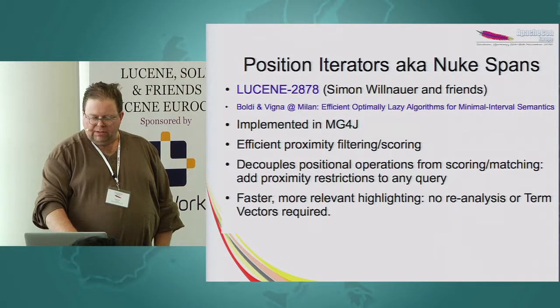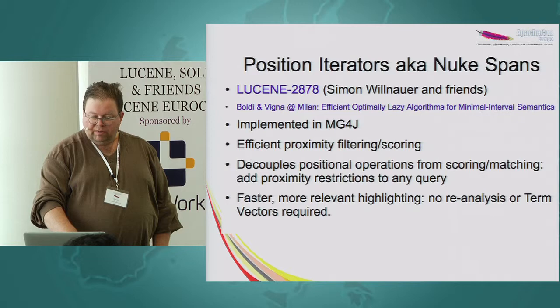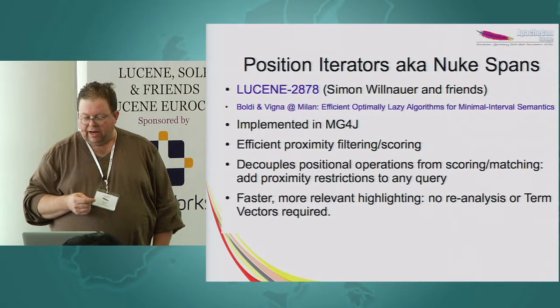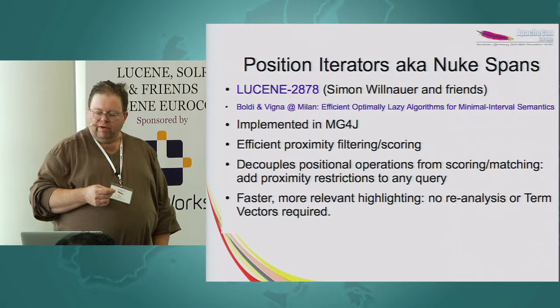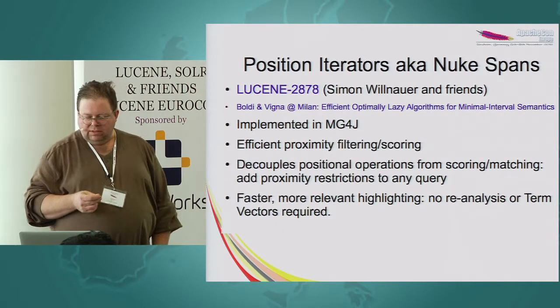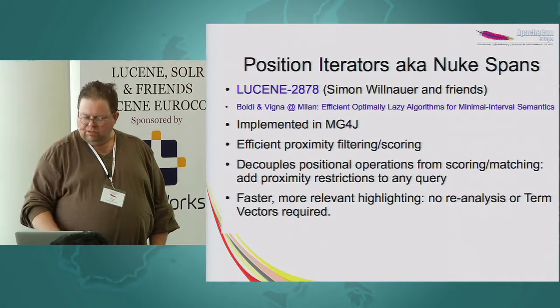Another one of the benefits that can be gotten from position iterators is faster, more relevant highlighting. The two approaches for highlighting that are in Lucene right now are reanalysis and term vectors. And neither should be required once this stuff comes online. And highlighting is already implemented. Isn't that right, using these position intervals?